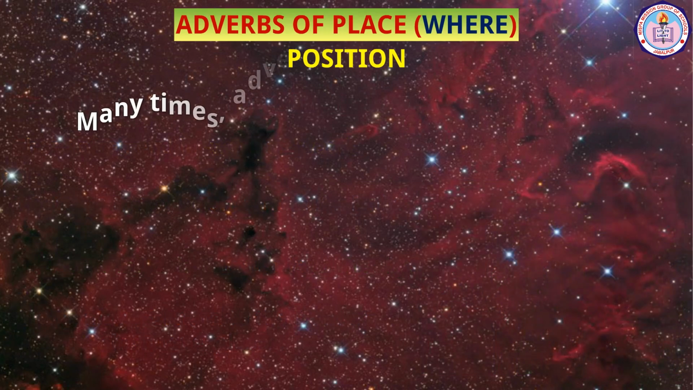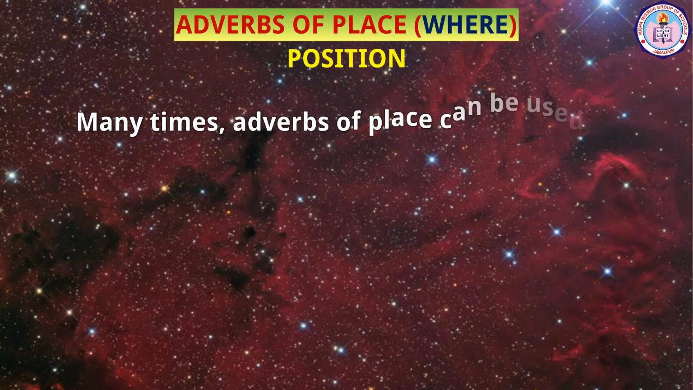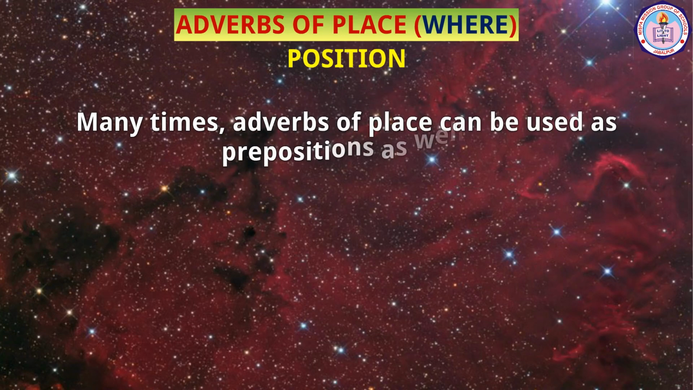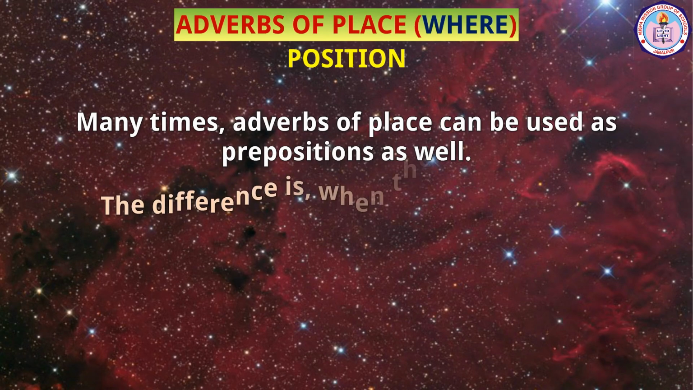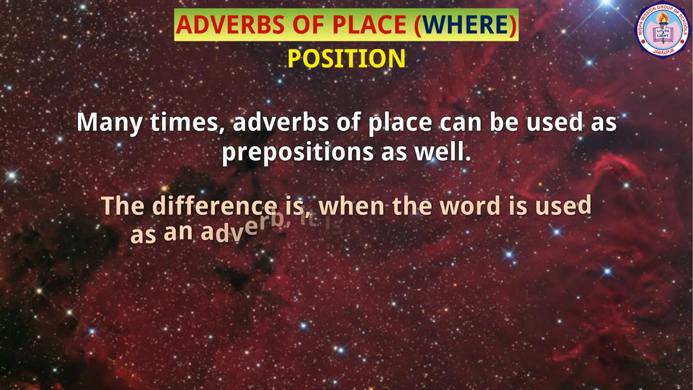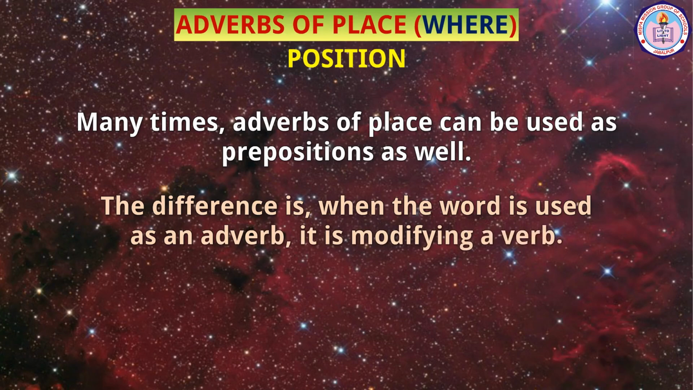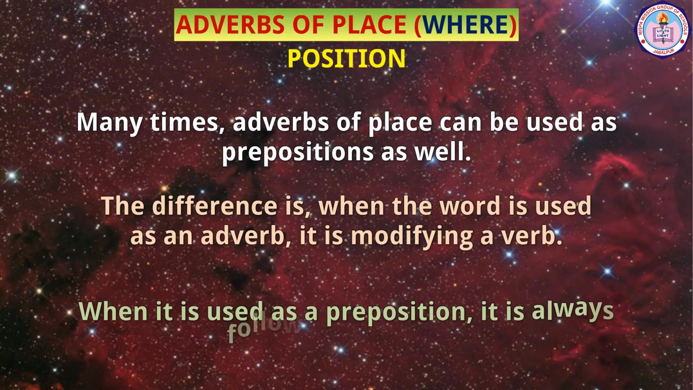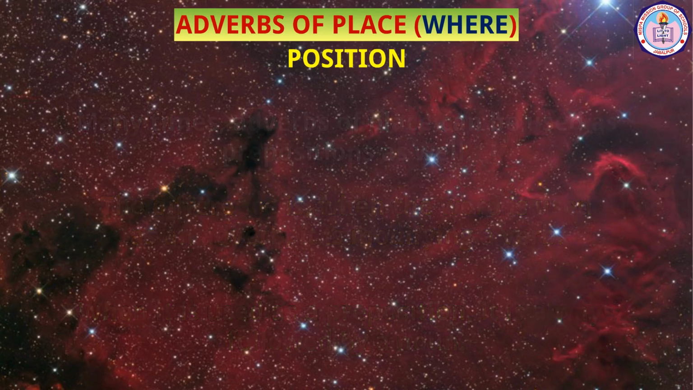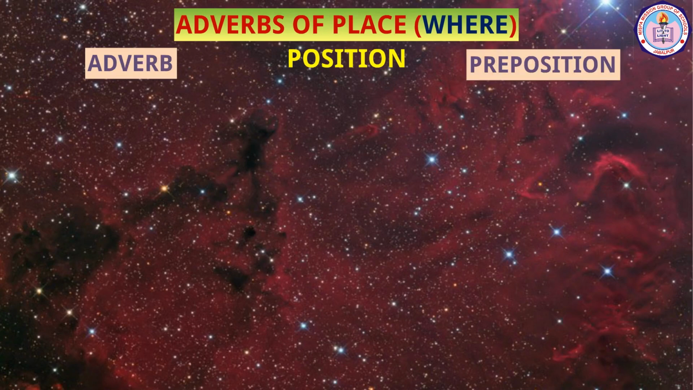Many times, adverbs of place can be used as prepositions as well. The difference is, when the word is used as an adverb, it is modifying a verb. When it is used as a preposition, it is always followed by a noun. Let us see the same words used both as adverb and preposition.